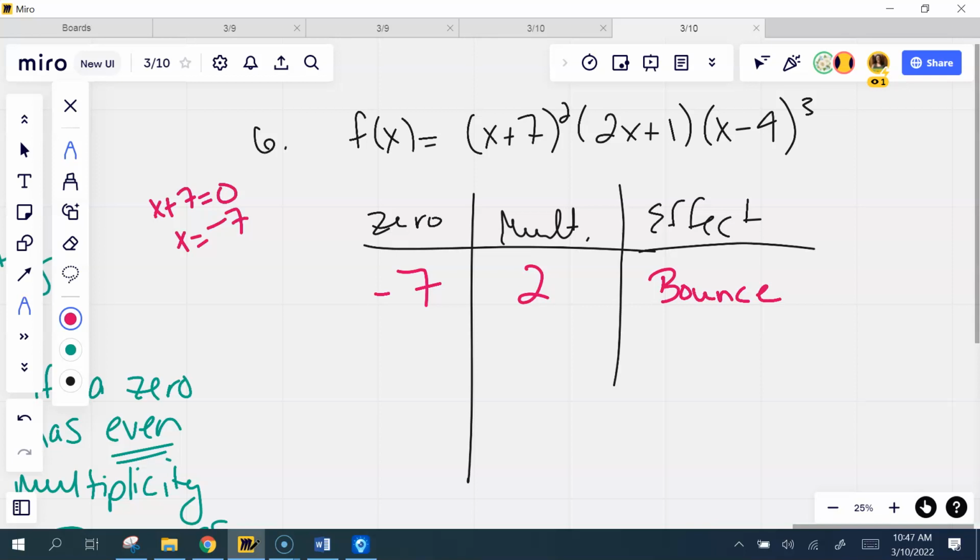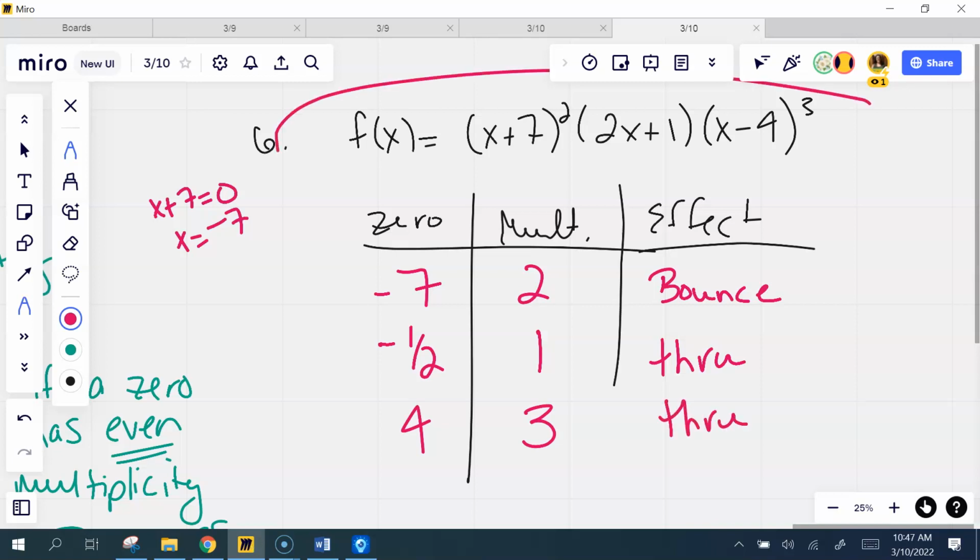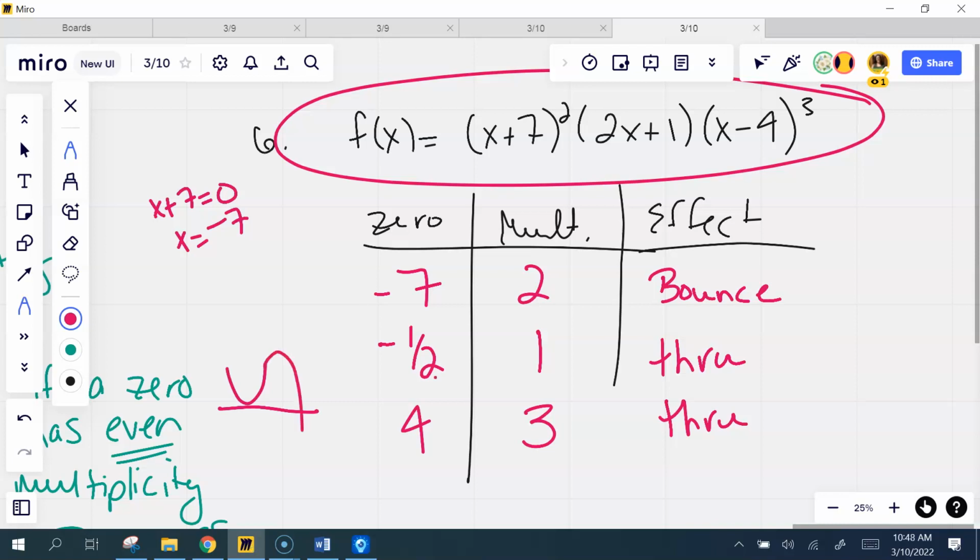What's the next zero you see? Close. -1/2. Remember, subtract 1 and divide by 2. What is its multiplicity? So what does it do to the graph? Straight through. What's another zero? What is its multiplicity? What does it do to the graph? So if I graph this, I should see that at -7, it bounces, and then at -1/2, it goes straight through, and then at 4, it goes straight through again.